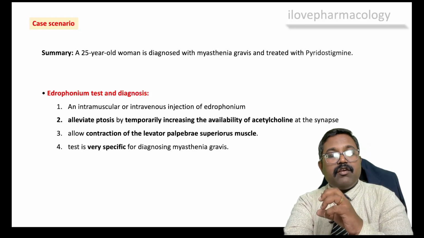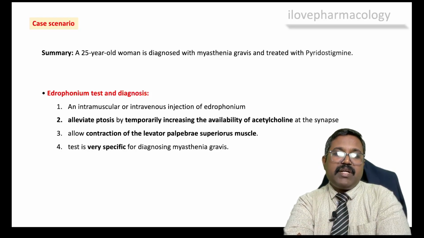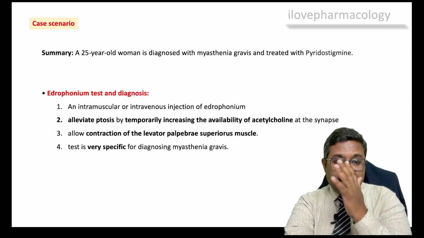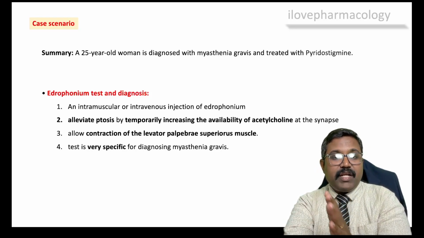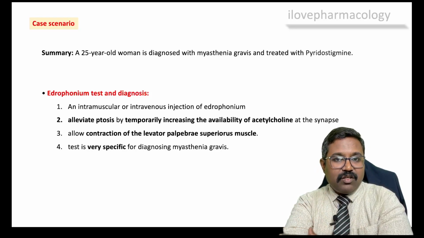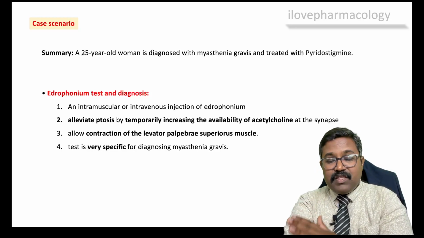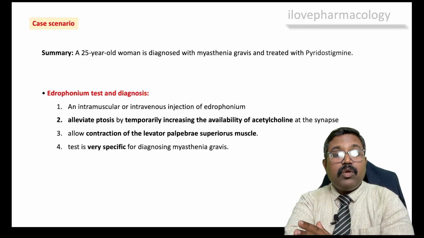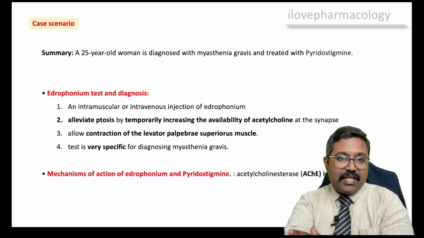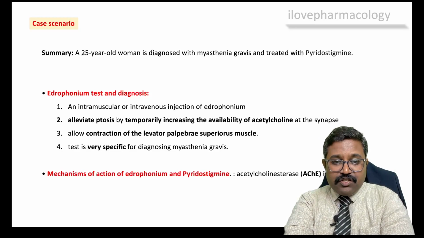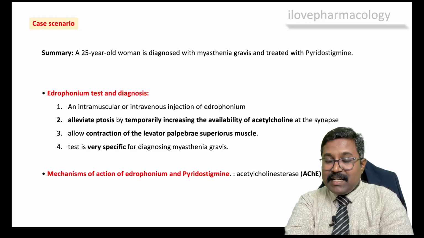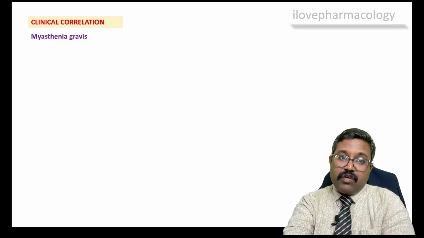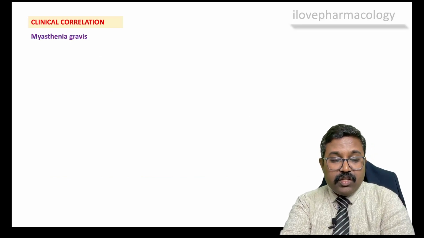Please remember, edrophonium is used for diagnosis of myasthenia gravis, and to distinguish it from cholinergic crisis also. When you give edrophonium, if the muscle power improves, it means the patient has myasthenia gravis. If the muscle strength decreases, then it indicates that the patient is having a cholinergic crisis, that is an excess of cholinergic activity. As for the mechanism of action of edrophonium and pyridostigmine, they are acetylcholinesterase inhibitors. Pyridostigmine is used for treatment, while edrophonium is used for diagnosis.